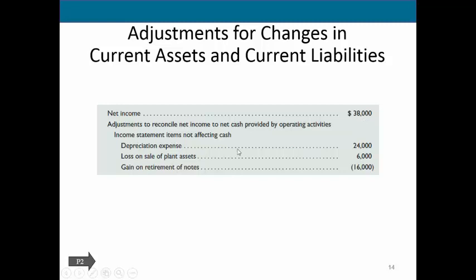And then if we have any losses, we also add those back to take out the negative effect that they had on income, because although they have a negative effect on income, it's not a cash transaction. So we add that back. And then the same is true with the gain. A gain has a positive effect on net income, but it's not a cash transaction. So since it has a positive effect on net income, we need to take it out to get rid of that positive effect. Basically what we're doing is netting out any of these non-cash items from the net income number.